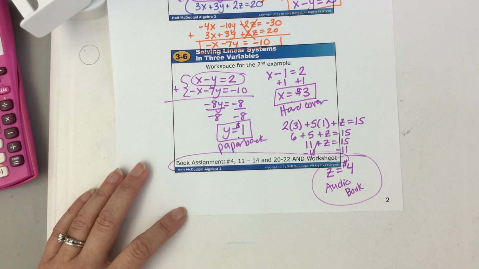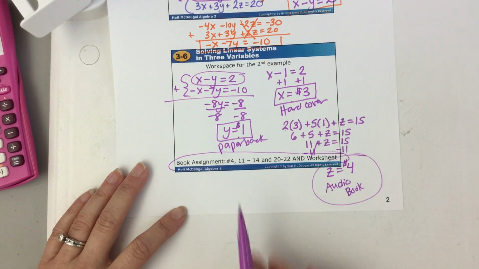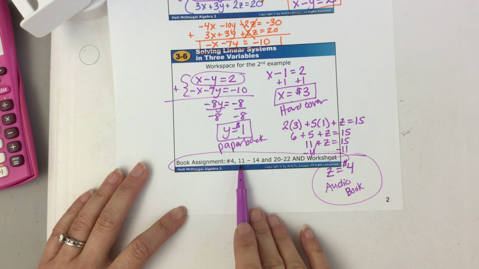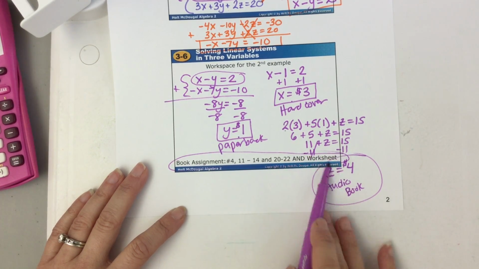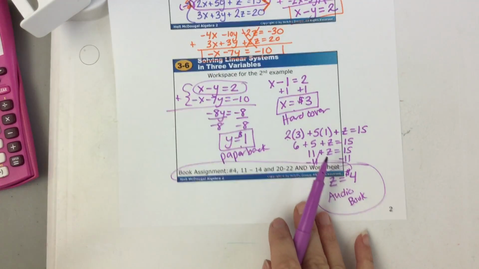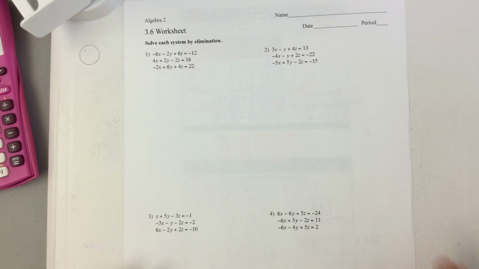Okay, so for the second part of 3.6, what we're going to do is look at a few questions out of the book. It's good to practice when in real life you might actually use this skill. So in section 3.6, number 4 is a good question, 11 to 14, and then jump ahead and do 20 to 22. There's also a worksheet. The worksheet is just basics, again, going ahead and solving systems of 3 by 3.